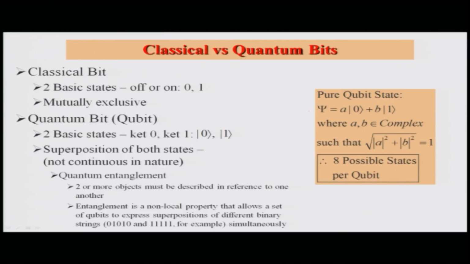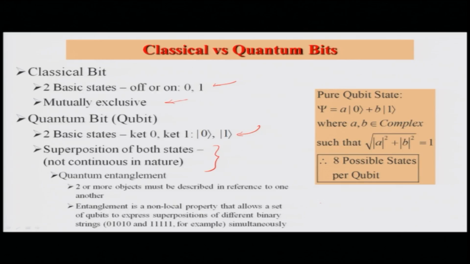So, there are specific differences that we have seen in terms of the classical versus the quantum bits, as we discussed here. The classical bits were very basic in terms of off and on or just specific numbers, and they were mutually exclusive. However, in our particular case, as we always know, the qubit has many states which are a resultant of the initial ket 0 and 1, and they result in the superposition of states which are continuous in nature, and it gives rise to entanglement, and they can be described in reference to one another, which are non-local properties which allow a set of qubits to be expressed as a superposition of different binary strings.